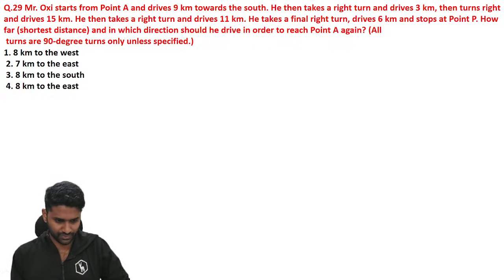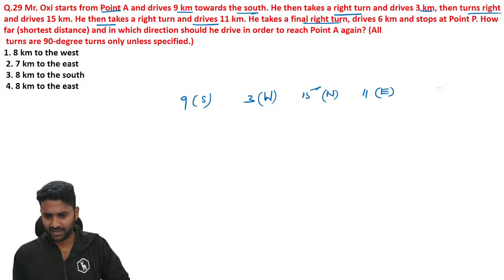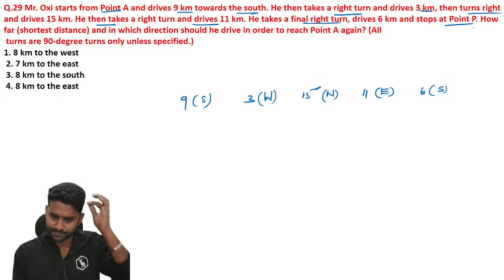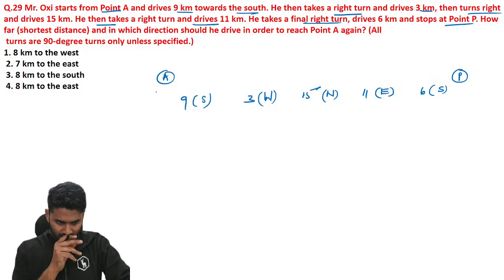Now let's see one more question from directions. Starts from point A, drives 9 kilometers south. Right turn. South right turn is west. Covered 3 kilometers. Turns right. West right turn is north and covered 15 kilometers. He takes again a right turn, east side, moving 11 kilometers. And finally again a right turn, south 6 kilometers, and stops at a point P. Starts at A. Then how far and in which direction should the driver travel in order to reach point A again?